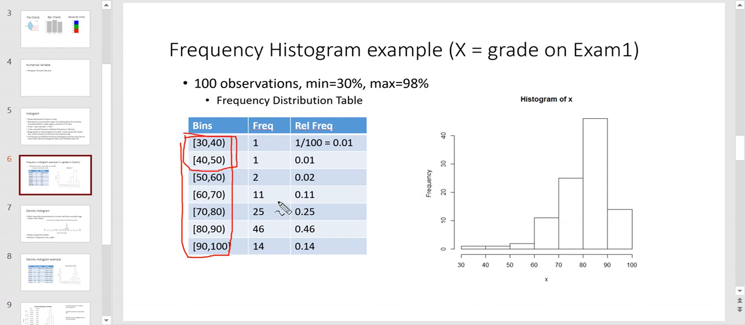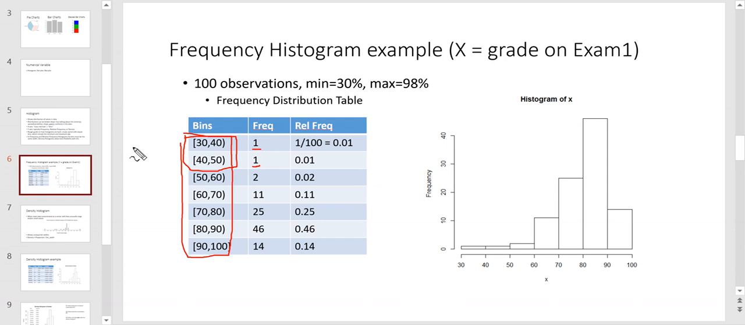Why? First off, they have to be next to each other to combine them. You can't combine a bin that's here and here, okay? And why these two? Because they have such low frequency. So if you were to force me, this would clearly be the best choice to collapse.